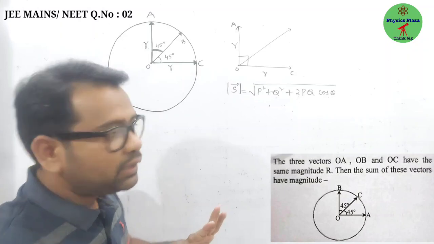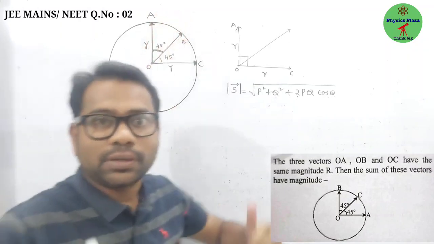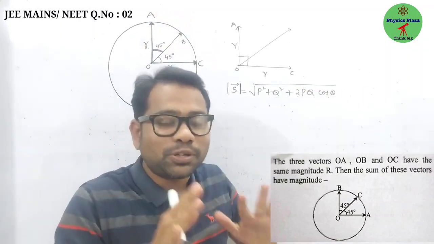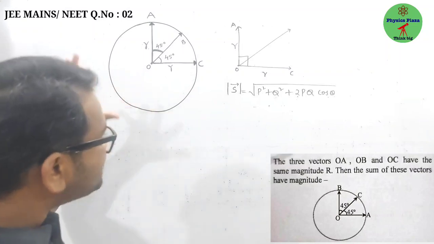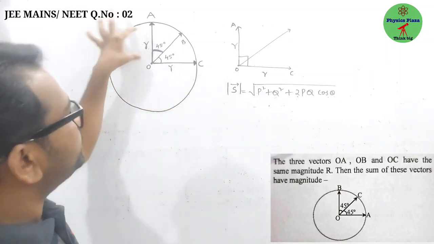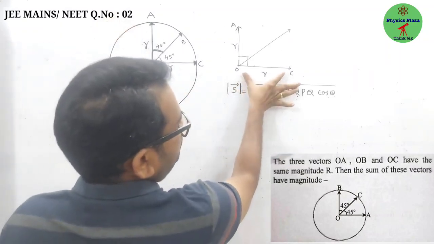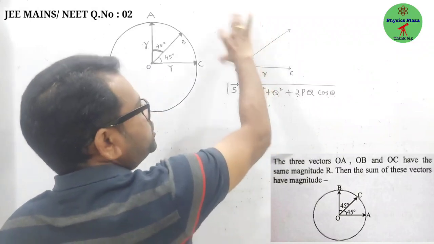Our idea is that first let us neglect OB. Neglect means we are not going to completely remove it. First let us consider the OC vector and the OA vector. Here the OC vector is drawn with magnitude R, and the OA vector is drawn.